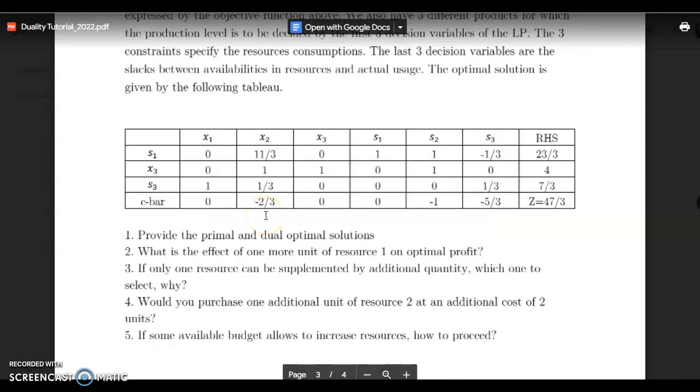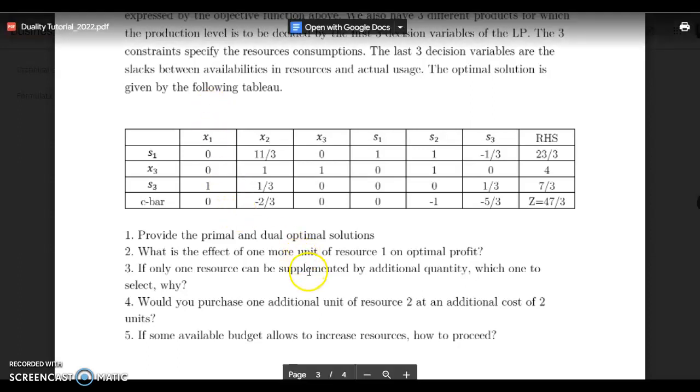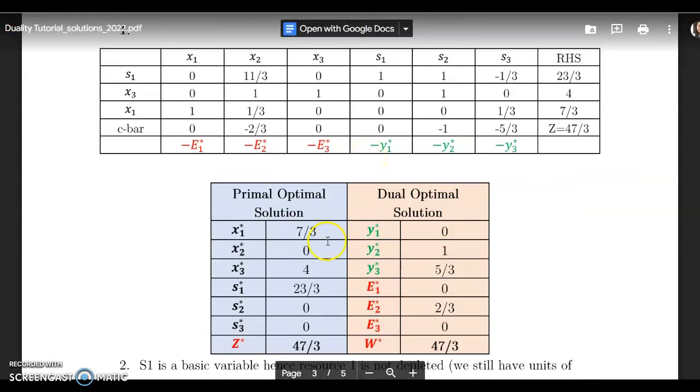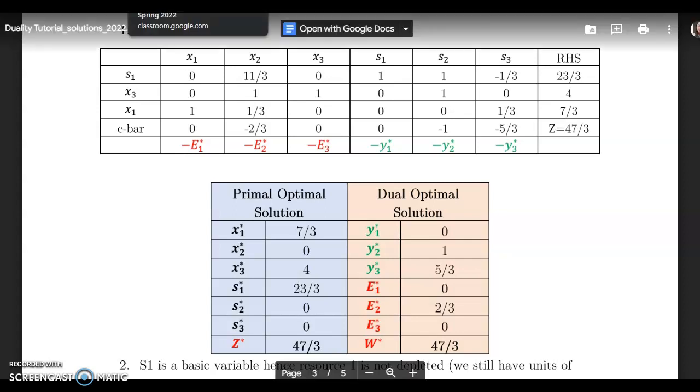So here we are asked to study the effect of one more unit of resource 1 on optimal profit. To do that, we have to look at the slack variable of resource 1, which is S1. As you can see here, S1 is not equal to 0, which means that we still have more of resource 1, so we should not be getting any more units of resource 1, because that will have no effect on the optimal solution. It will only increase the slack variable.